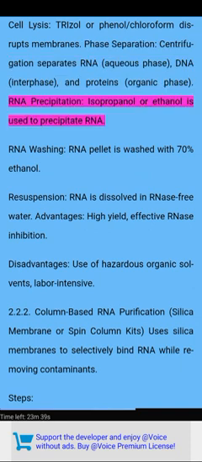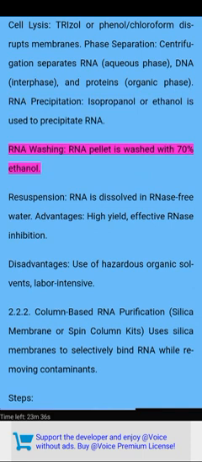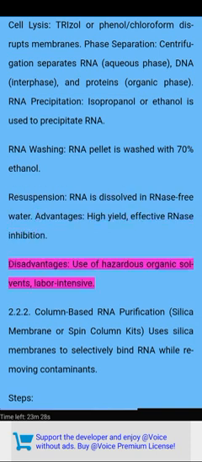RNA precipitation: isopropanol or ethanol is used to precipitate RNA. RNA washing: the RNA pellet is washed with 70% ethanol. Resuspension: RNA is dissolved in RNase-free water. Advantages: high yield, effective RNase inhibition. Disadvantages: use of hazardous organic solvents, labor-intensive.